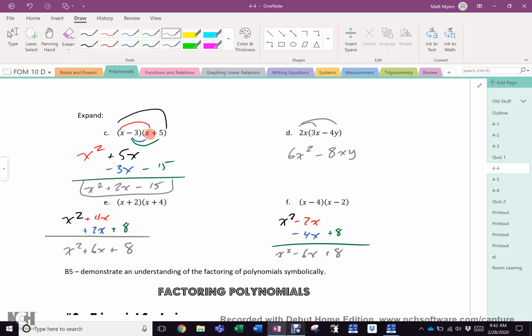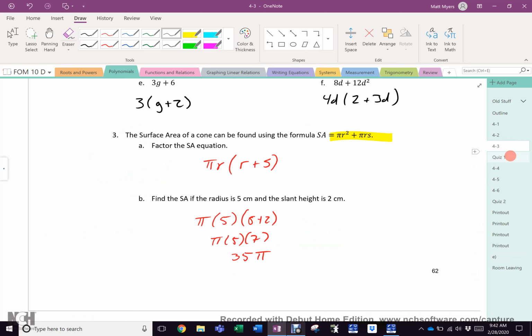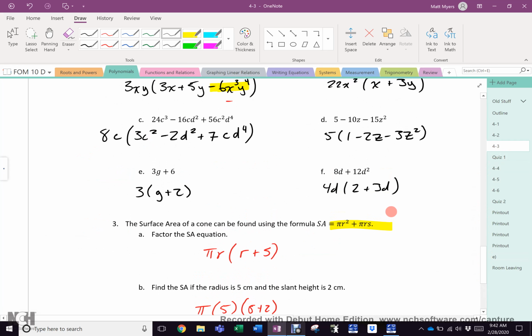Pace, hit me. Why is the GCF of this one 8? Because 8 is the only number that goes into 24, 16, and 56.